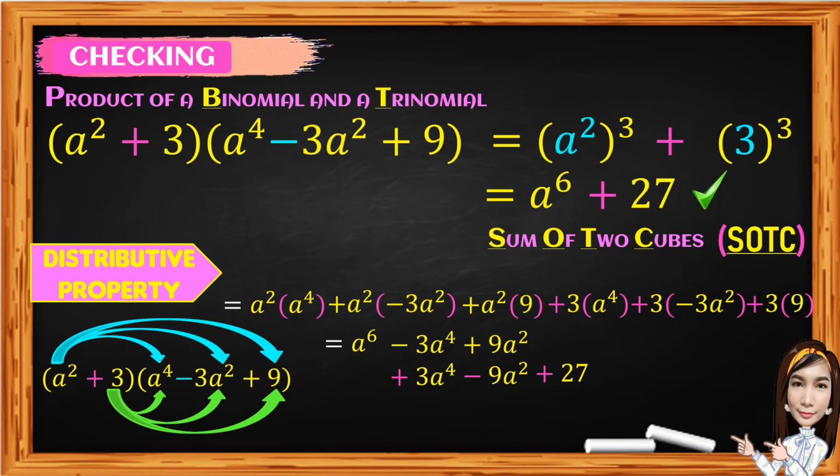Negative 3a to the 4th plus 3a to the 4th is equal to 0. 9a squared minus 9a squared is equal to 0. So the remaining is a to the 6th plus 27. So we have the same answer, and you got it correct.